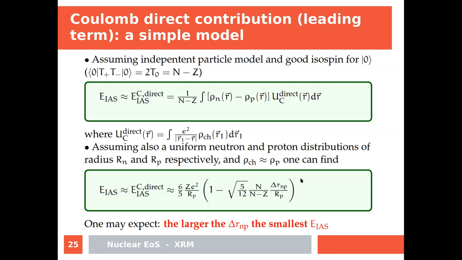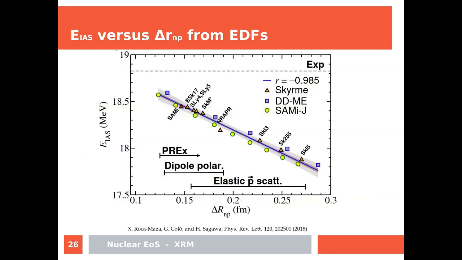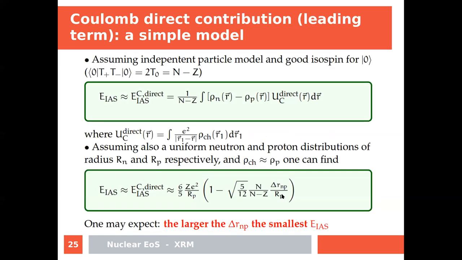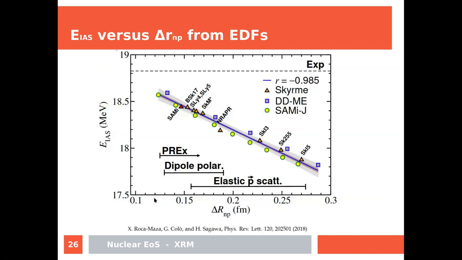So this is a proof in simple terms of what we may expect if we believe in this simple model, on the connection between the isobaric analog state and the neutron skin, and therefore also to the neutron pressure, the equation of state, and so on. So here is the figure I've shown you before, in which you see that all these energy density functionals actually follow this linear correlation with the neutron skin, meaning that this simple equation I'm giving you here is physically, let's say, meaningful.